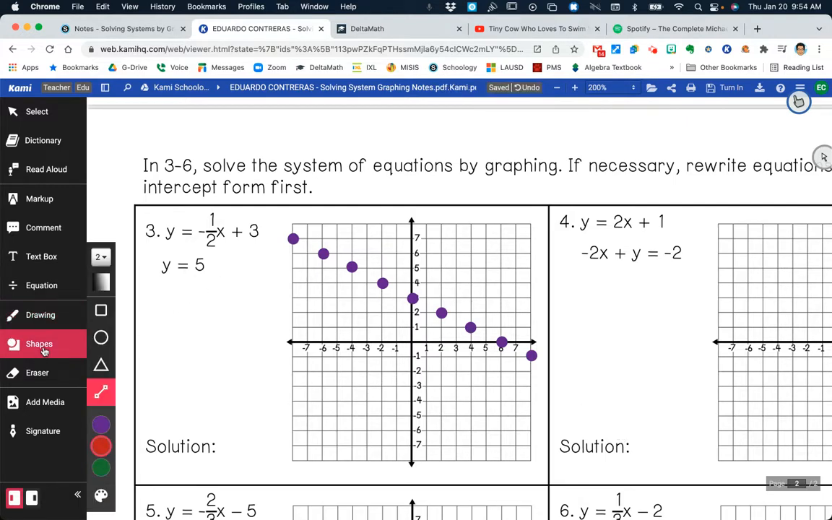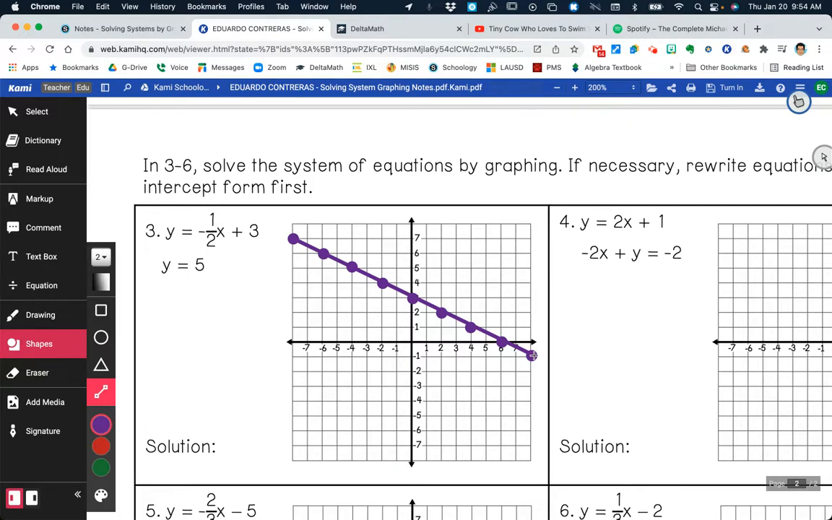So I go to the shape tool, thickness is 2, that's good. Make sure it's the same color. It doesn't have to be, but that's just me. There, good enough. Okay, that's our first line.